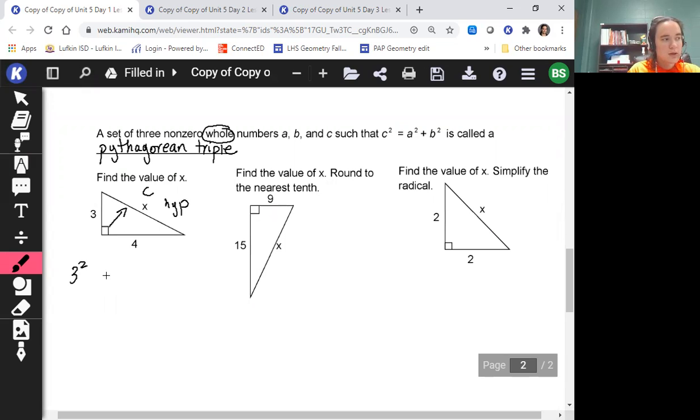So we've got 3 squared plus 4 squared equaling x squared. 3 squared is 9 plus 4 squared, which is 16, equals x squared. 9 plus 16 is 25, equals x squared. And then we're going to take the square root on both sides. So we get x equals 5.